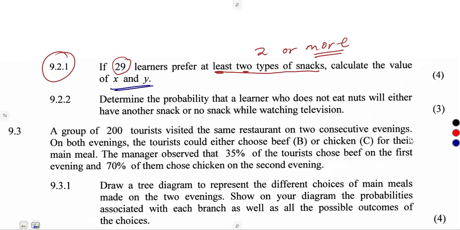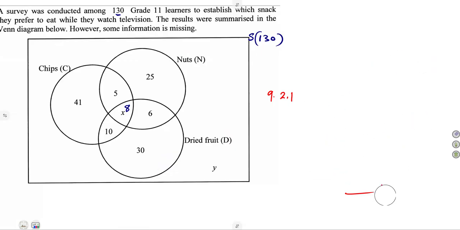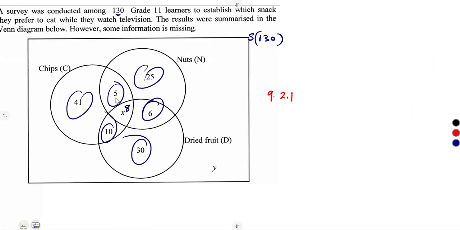So what about letter Y? What are we going to do? Since we have got X, we can find Y. As we can see, every portion, every part is represented. It's only this Y that is missing.